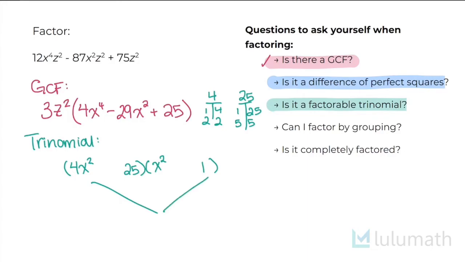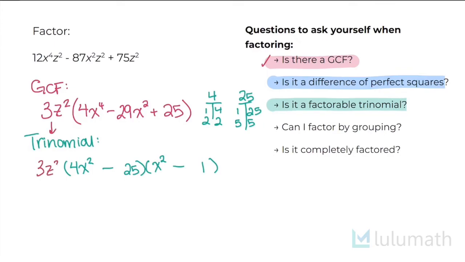So my outer here will give me 4x squared. My inner here will give me 25x squared. And if they're both negatives, then they'll combine together to give us this 29x squared that we're looking for. So this is great. This negative 4x squared here is going to tell us that this 1 here is negative. And this negative 25x squared here is going to tell us that this 25 here is negative. So now we know that we can factor this trinomial. Don't forget to bring down your GCF.